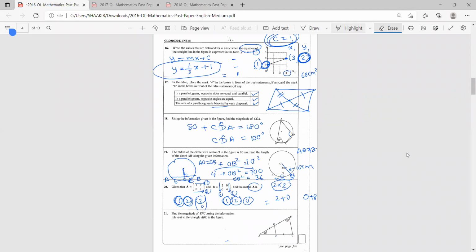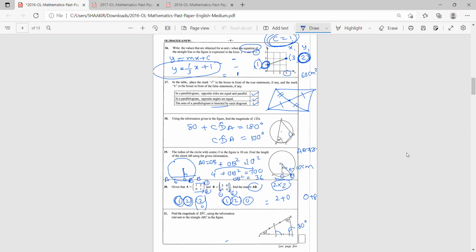So they are asking for the other angle, right? EFC, they are asking for this angle. Anyway, I know the sum of the interior angles of a triangle is equal to 180. So from that, I can find this angle is equal to 80 degrees. When you add these three angles, it will be equal to 180. So this is 80 degrees. Now they are asking this.